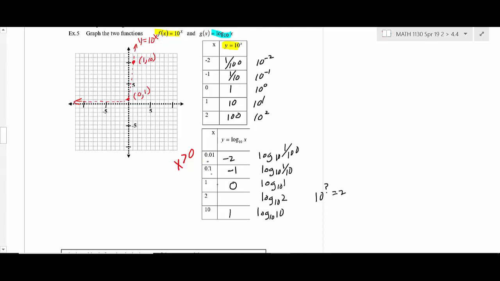So let's just plot some of these points. Now we have 1, 0, and that's a good point to label. Then you got 10, 1, so over 10 up 1.